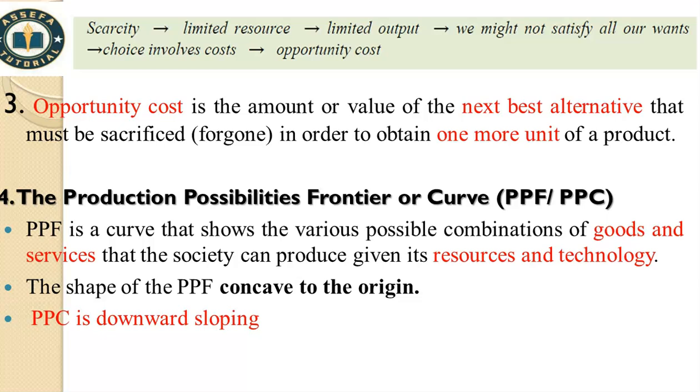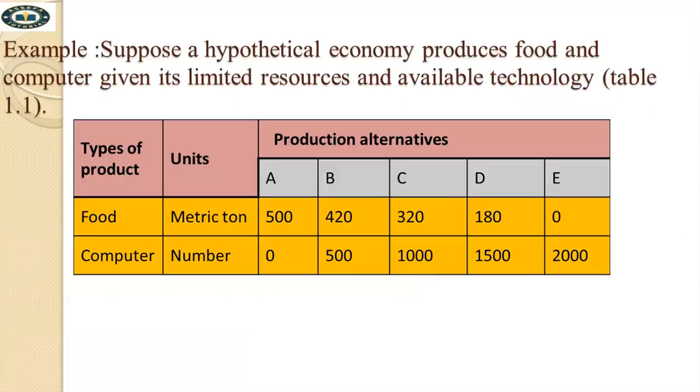A curve that shows the different combination of two goods that produced in a given technology and resource is called production possibility curve. So product possibility curve is always concave to the origin. Concave means ትንሽ ወደ ውጭ ወጣ ያለ ነው ማለት ነው። Then product possibility curve is downward sloping. Production possibility curve is always downward sloping ማለት ነው. Good. So by considering this, we have mathematical example how to calculate opportunity cost and how to draw product possibility curve.